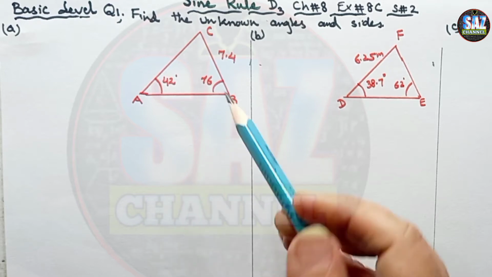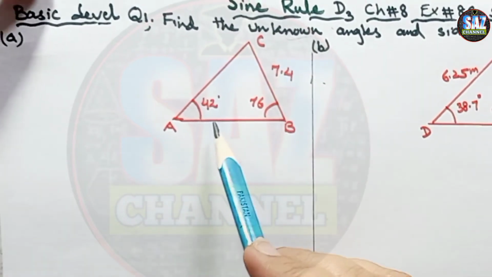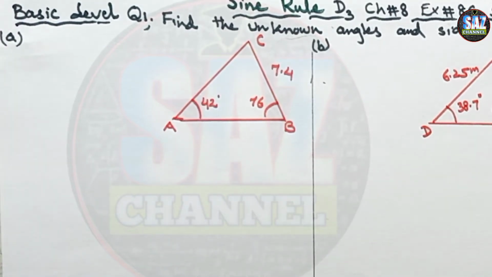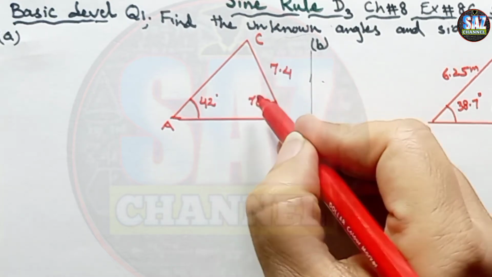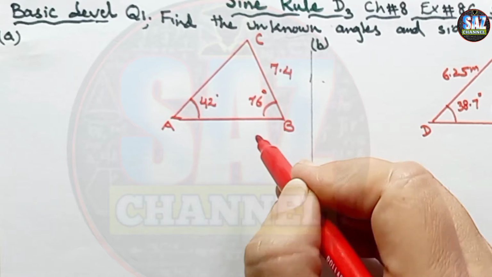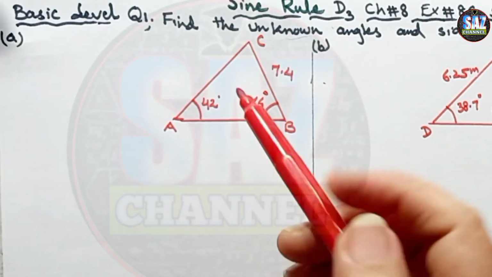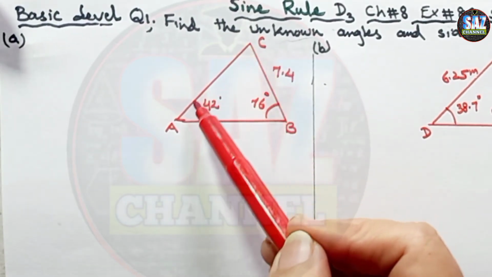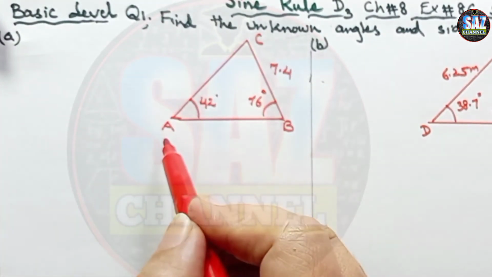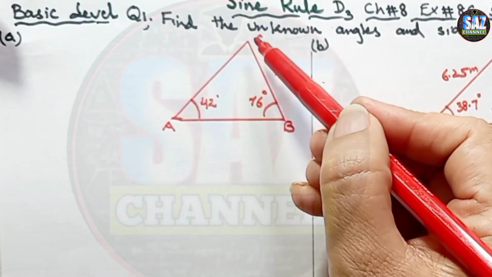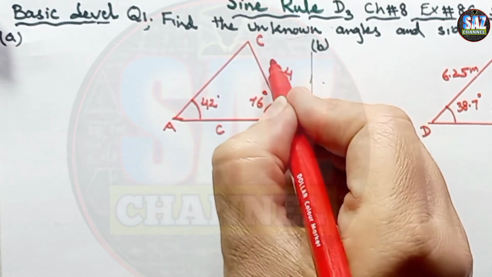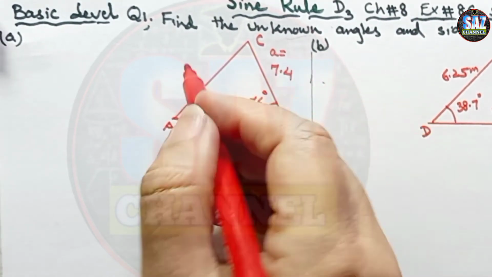As the question says, find the unknown angles, we can see two of the angles are already given, and we can easily find the value of the third angle, because we know that the sum of interior angles of a triangle is always 180 degrees. The second important thing is that we should not forget to always mark the vertices and angles with capital letters and their opposite lengths with small letters. Let this be small c, this small a, and this small b.